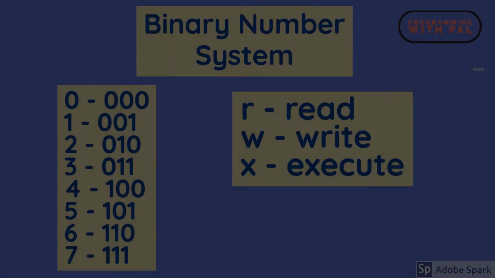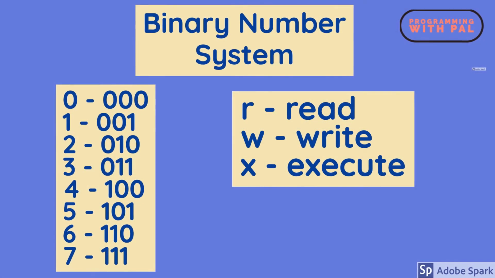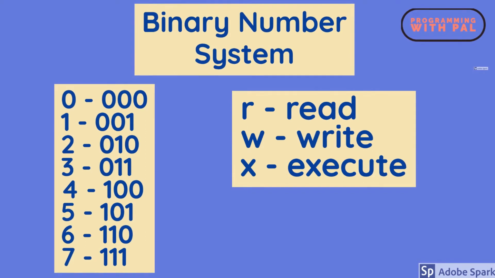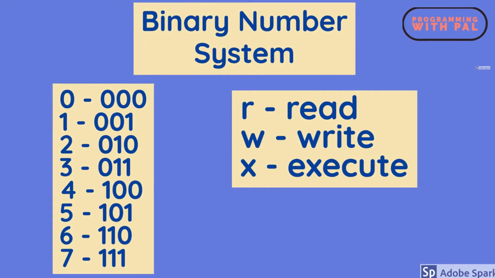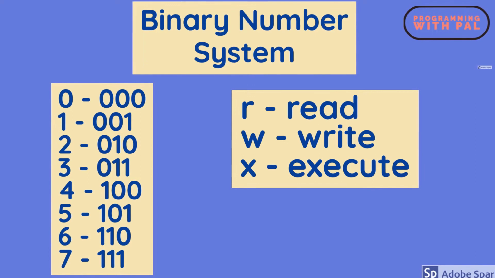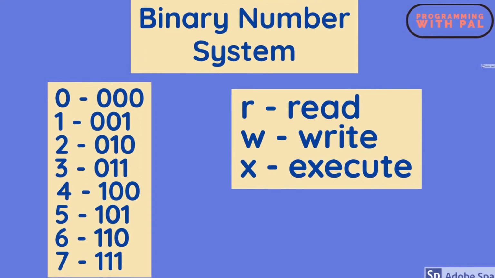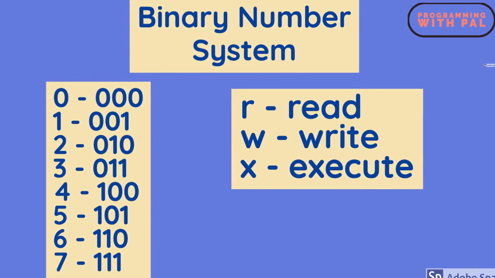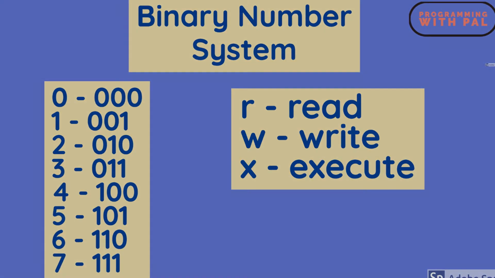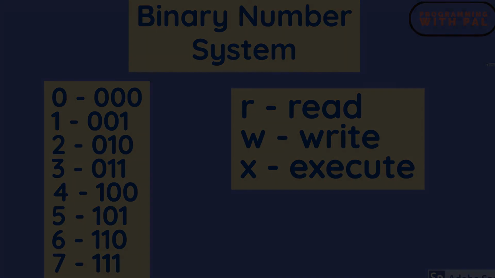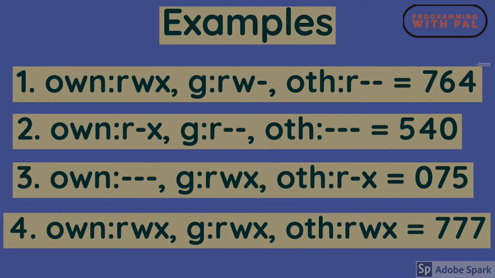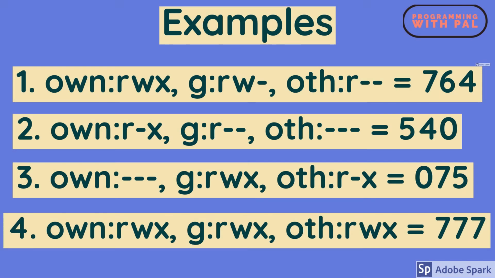In order to learn permissions in Linux operating system, it is important to learn binary number system first. In binary number system, each number from 0 to 7 can be represented using 3 binary digits. Each binary digit from left to right signifies a particular type of permission like read, write and execute. These are a few examples of how we can use binary number system to set permission for owner, group and others. You can pause this video here and go through them in detail.